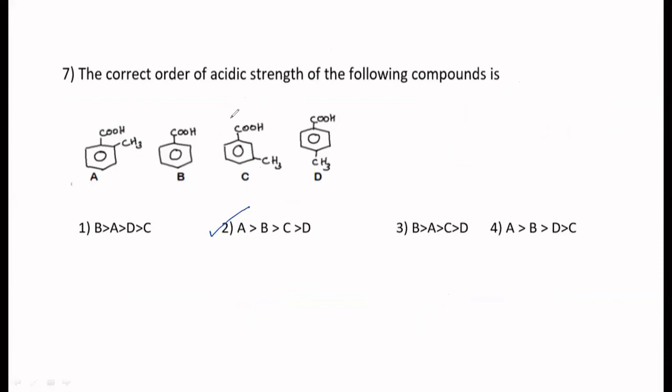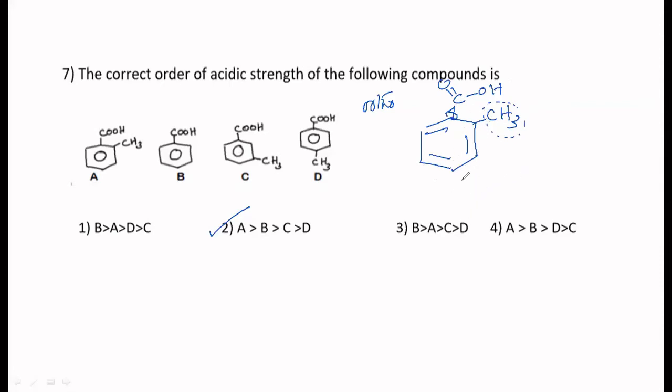Ortho effect is only when you have a big group at the ortho position. It is immaterial whether it is electron releasing or withdrawing. What exactly happens is that because this group is a bigger group, it will repel the electron density on this COOH group. So this C-C bond is rotated. It will not be in the same plane as the benzene ring, and therefore you will not see any resonance stabilization because it is out of plane now.